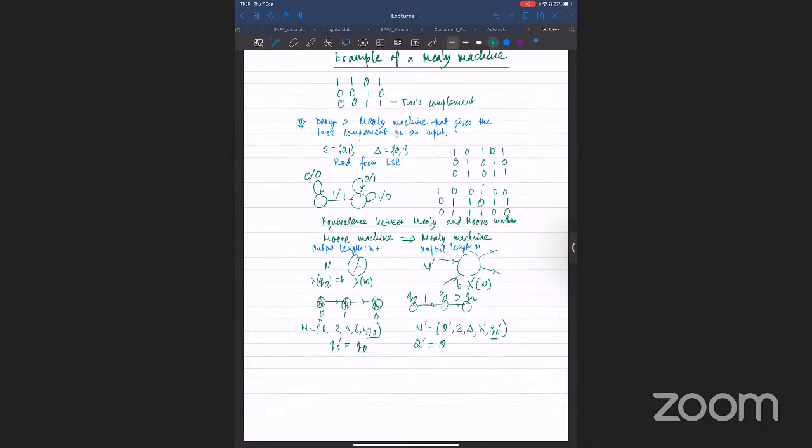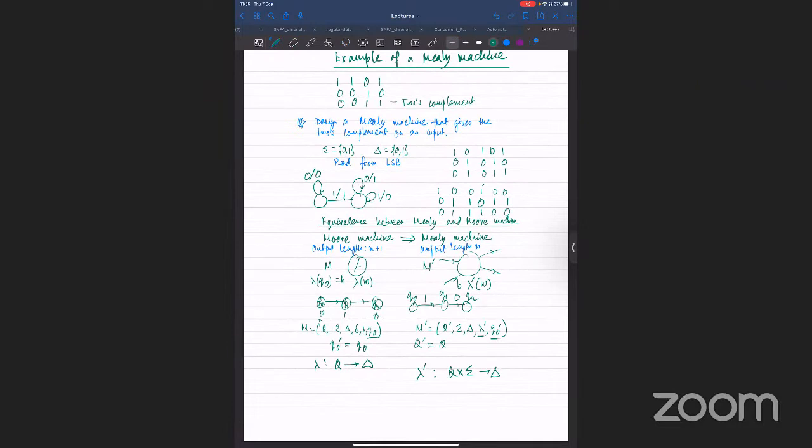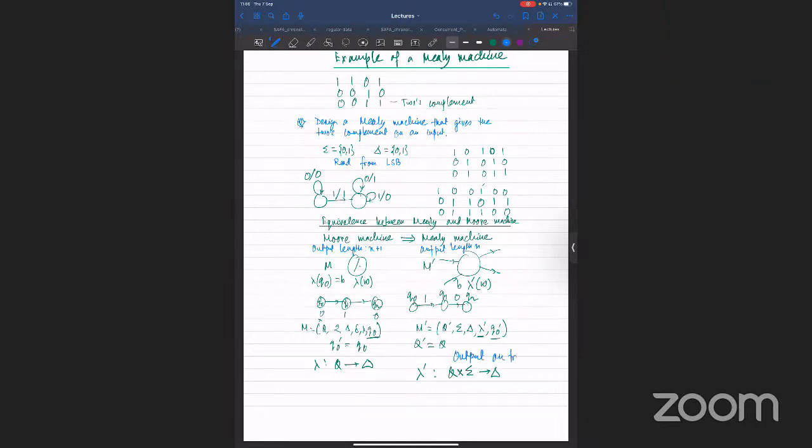Okay, so I'm going to define the lambda prime. So what is the lambda prime? It's the output. So what is the type of lambda prime? It's Q cross sigma to Q. What is the type of lambda? It's a Mealy machine, right? What is the type of lambda? It is Q to Q delta. Sorry, here it is delta. Correct? So the output is on the transition. So this says that the output on transition, it's a Mealy machine, and it's output on it.